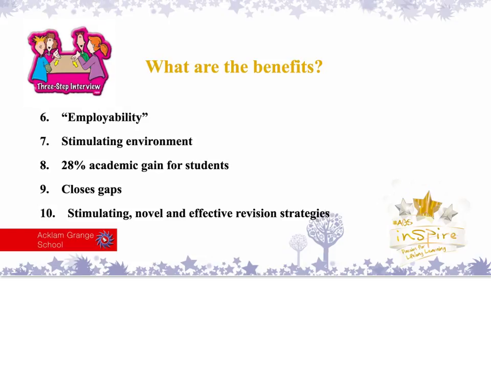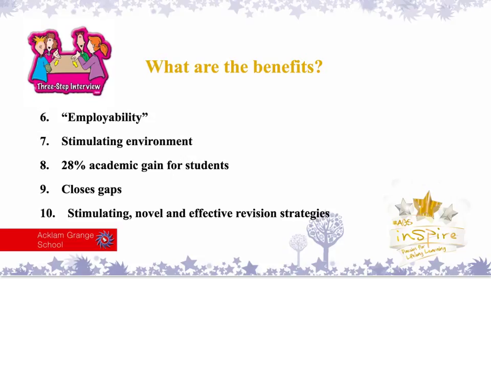Number 6, as we all know, a lot of research has been done into what employers want students to be able to do when they leave school and college, what skills they are actually looking for. And the top skills that always come out are communication skills and interpersonal skills. By using cooperative learning strategies, we're actually equipping our students with these employability skills.